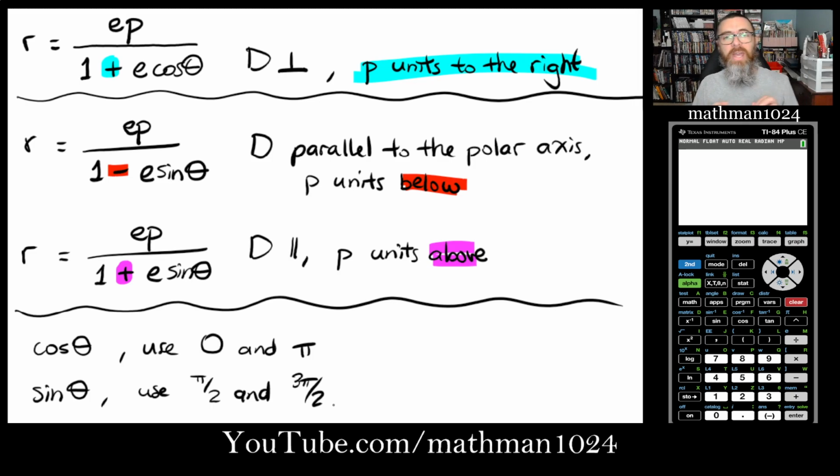All right, so now that we have this all written down, let's start working through some examples. We'll do that in just a moment.